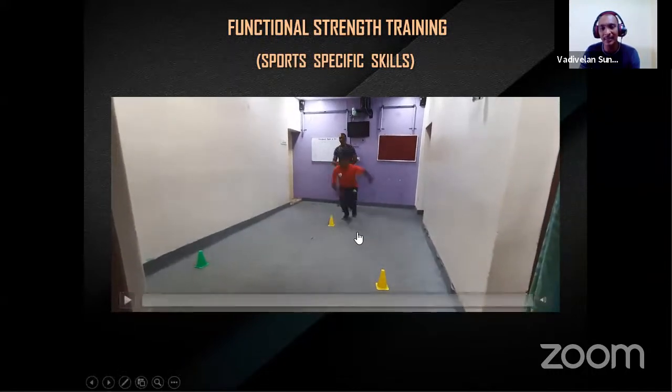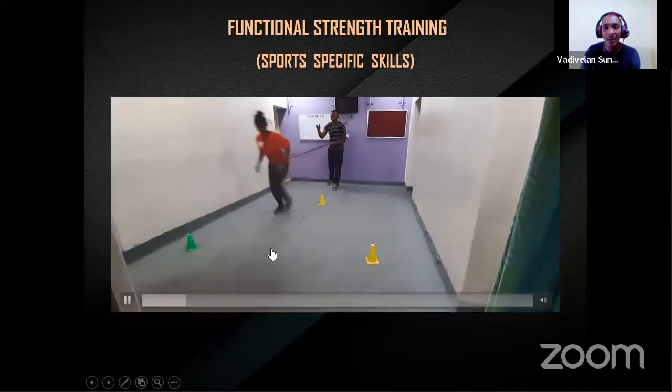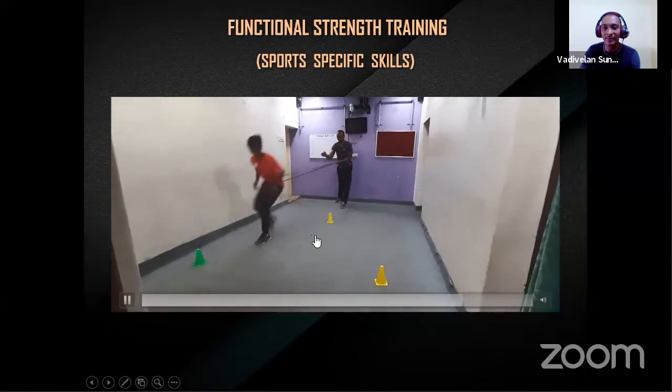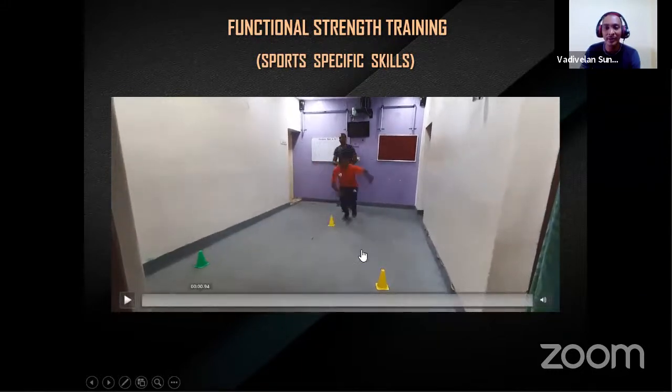The simple agility training. We have so many shuttles with the cones. Okay, so this is simple agility. So how far he is changing back with control. Basically he says how stable he is. This is completely an agility training. Okay.